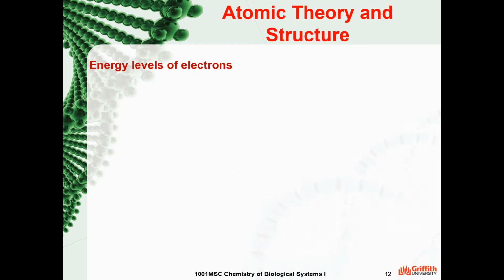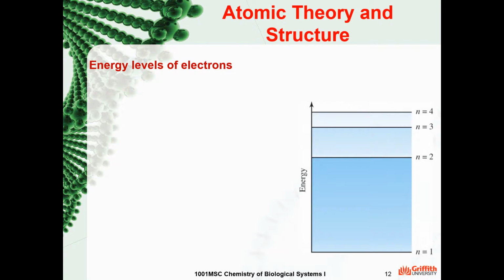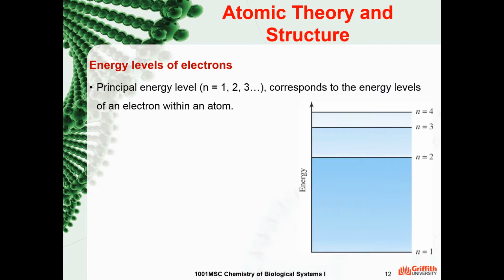Let's study the energy levels of electrons in more detail. There are 4 quantum numbers to describe the energy level, or to describe where the electron is available, and we will discuss each one of them. The first number is called the principal quantum number, or the principal energy level, and we refer to it by the letter N. As you can see, there are 4 energy levels in this diagram.